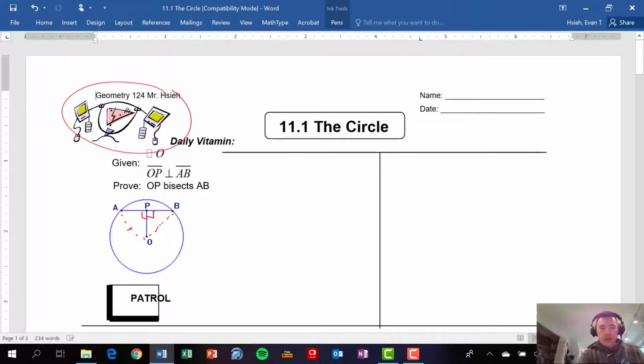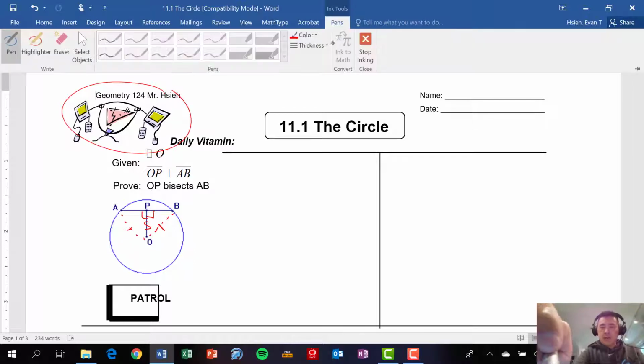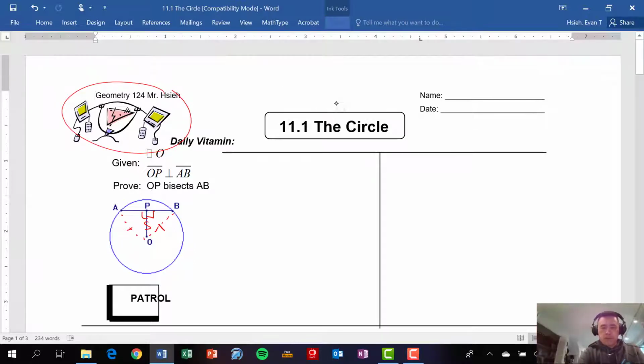Radii are congruent to each other. And of course, you've got a reflexive side right down the middle. That gives us, by CPCTC, after the congruent triangles, those two sides are congruent, which tells us that OP bisects AB.